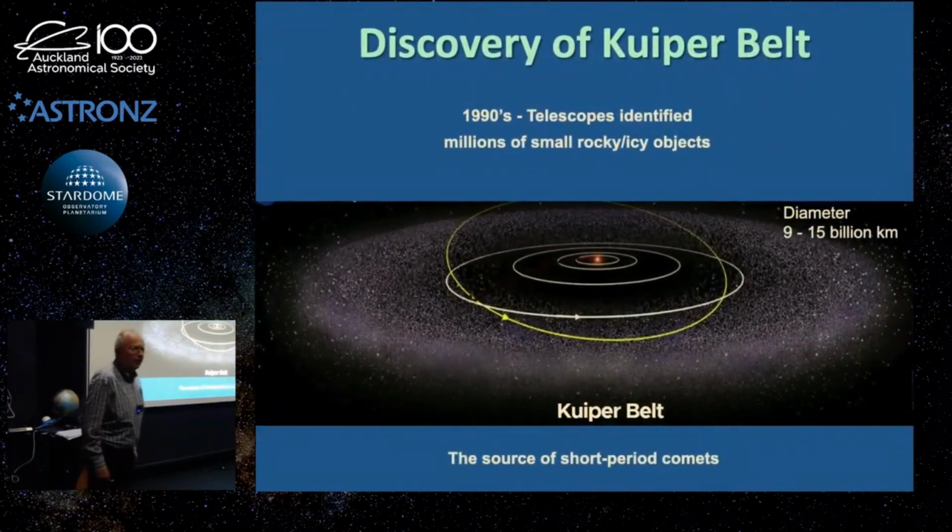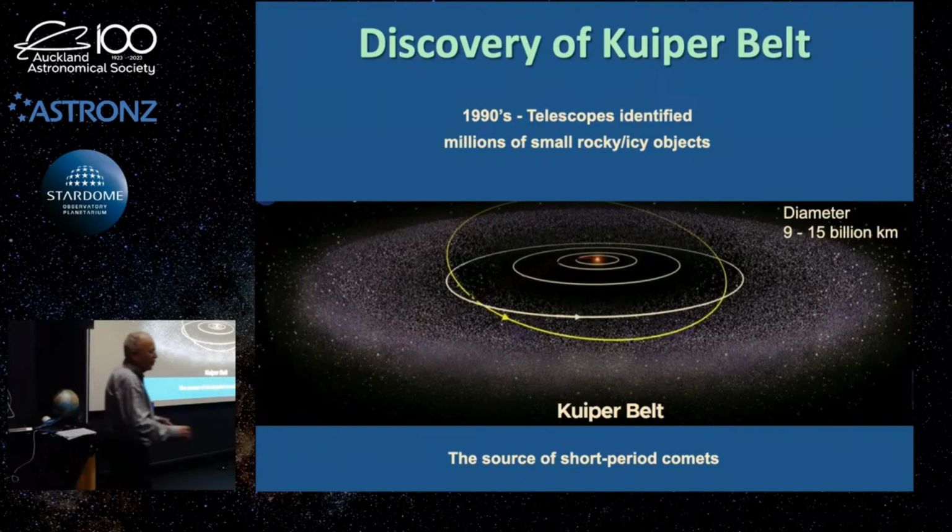And then in the 1990s, a whole new generation of telescopes came into commission, the 8-metre to 10-metre diameter telescopes, and suddenly they could start seeing further out into the solar system. And they realised there were literally millions of small rocky icy objects all sitting out in the outer reaches of the solar system, in a sort of donut shape or a torus shape, if you will, that goes out from between the orbit of Neptune at 9 billion kilometres out to about 15 billion kilometres outward.